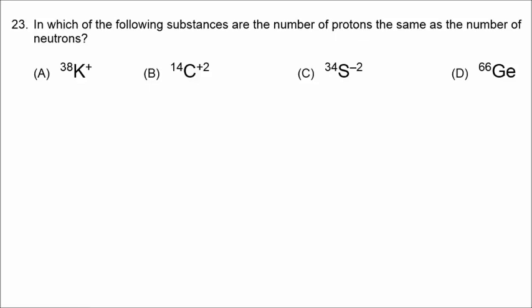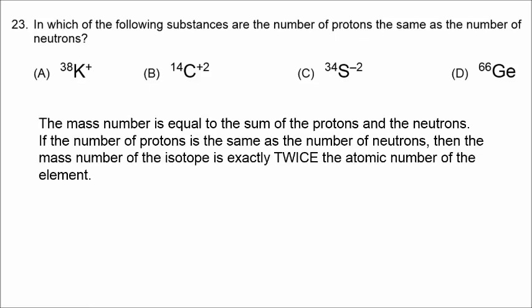In number 23, we're looking for a substance that contains the same number of protons as neutrons. Since you know the mass number is the sum of the protons and neutrons, then we're looking for a mass number that's exactly twice as much as the atomic number. So the atomic numbers for these elements are 19 for potassium, 6 for carbon, 16 for sulfur, and 32 for germanium. So the only substance whose mass is exactly twice as much as the atomic number is A.